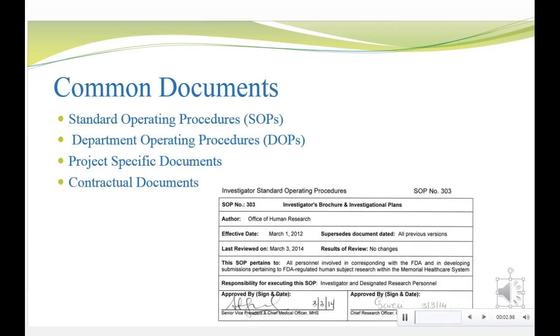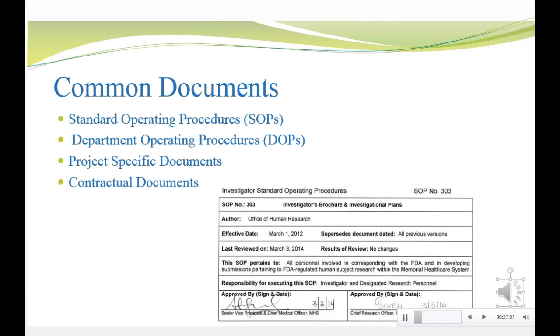So what are some common data management documents? Well, I want to talk about 4 broad categories. The first is Standard Operating Procedures, or SOPs. We'll discuss SOPs in depth in Module 9, but for this module, it'll help you to understand what an SOP is and how it differs from department guidelines or project-specific documents.